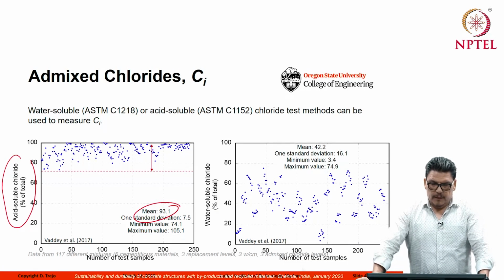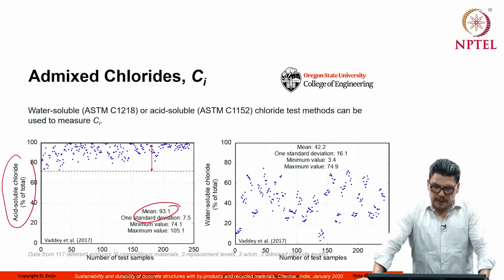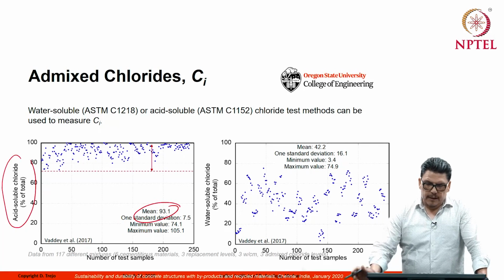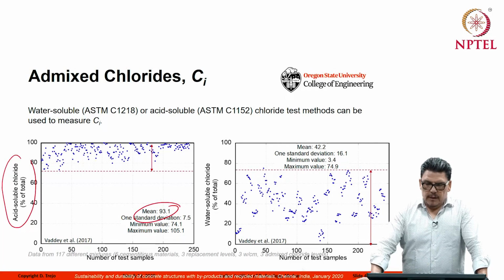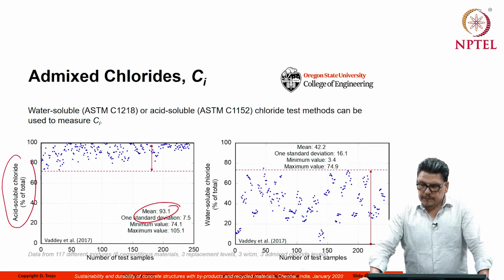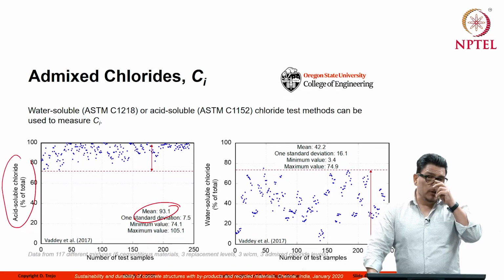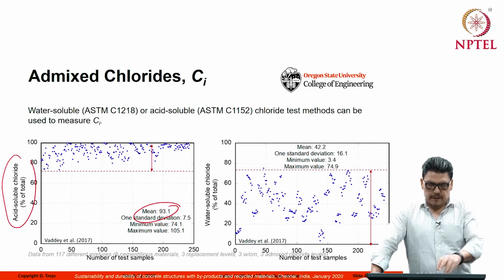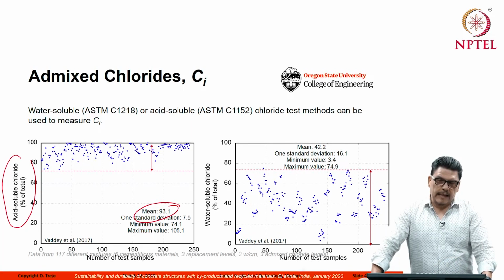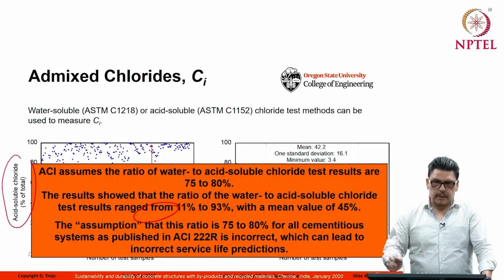If we look at the water-soluble test, you can see there's a huge range here, a significant range. It goes from about, I think, 7 or 11% up to about 75% or somewhere. Now, one of the things the standards assume is that this water-soluble test is 75 to 80% of the acid-soluble test. If you took these values and divided them by the acid-soluble test, the ratio would range significantly, and that's not correct.